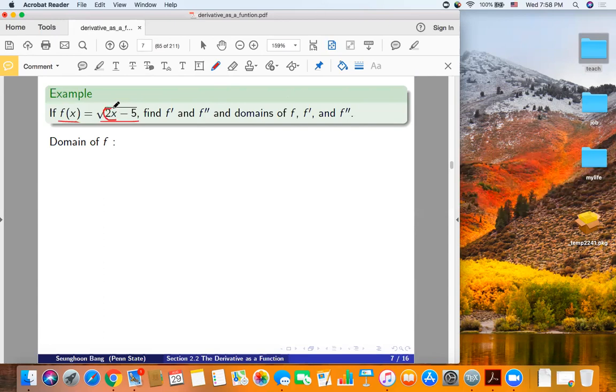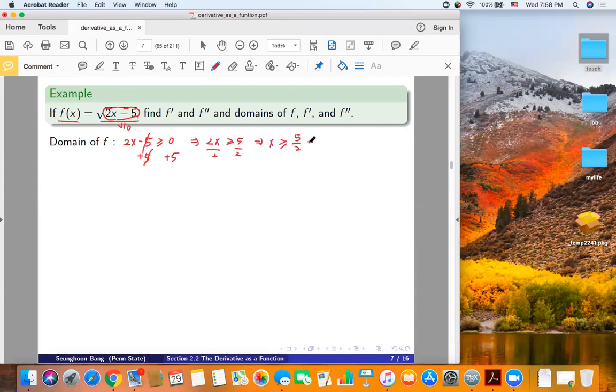The inside one, 2x minus 5, must be greater than or equal to 0 to be well-defined. The square root of a negative number is undefined. So the domain is where the inside is greater than or equal to 0. You just add 5 to both sides. So 5 is cancelled, and we have 2x is greater than or equal to 5, divided by 2. So we have x is greater than or equal to 5 over 2.